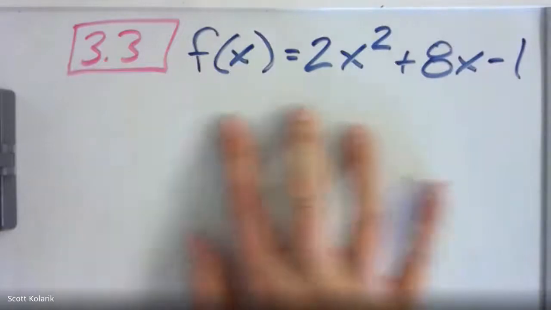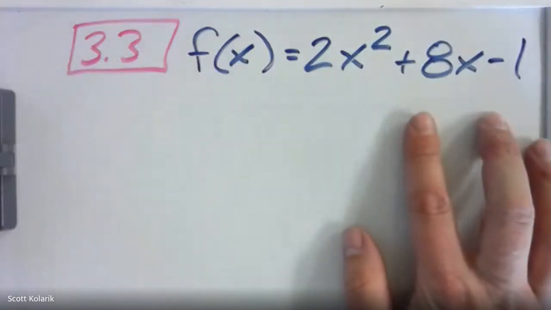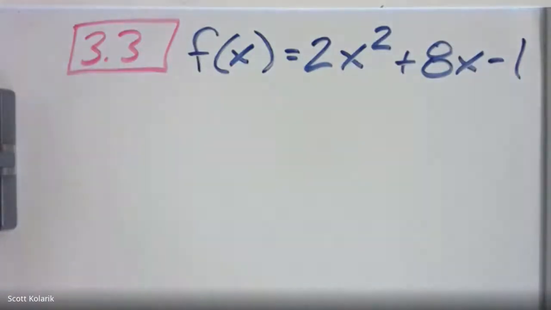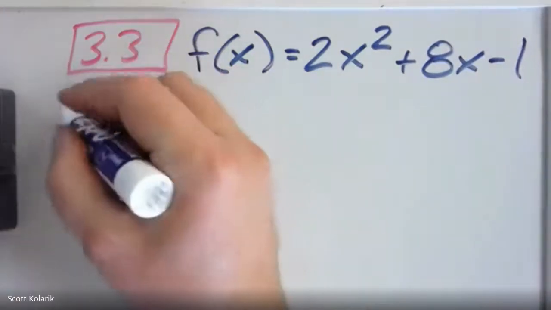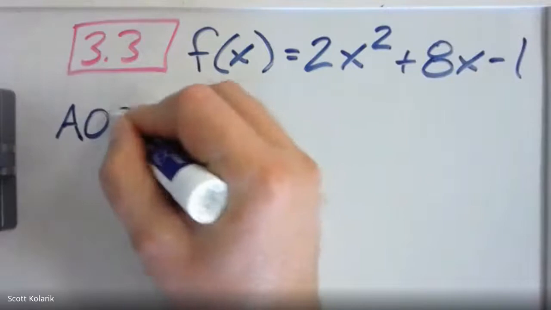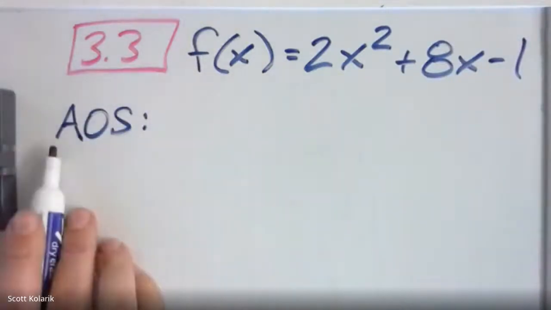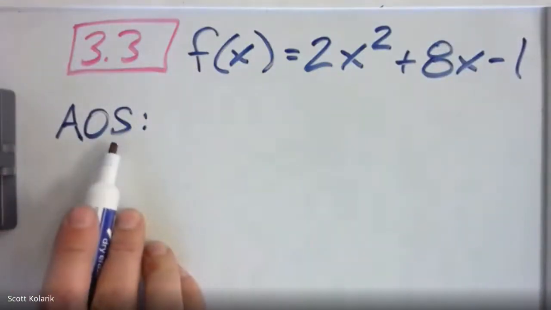Okay, so you're going to be given a function. You're going to be asked to do several things from that. The first thing you're going to be asked to identify is what we call the AOS. This is just an abbreviation for axis of symmetry.